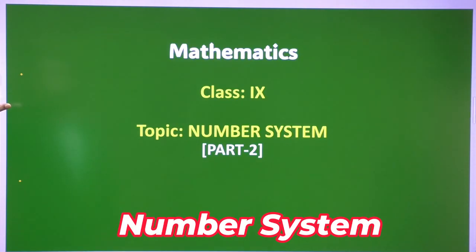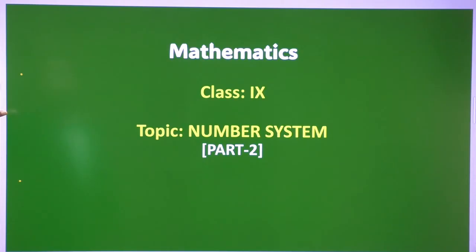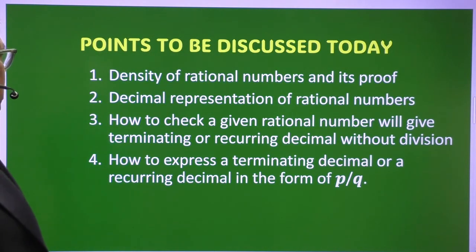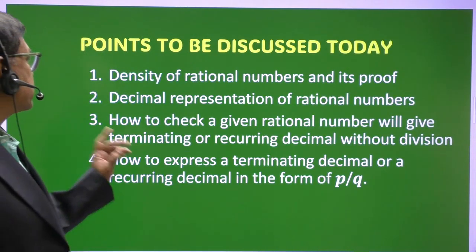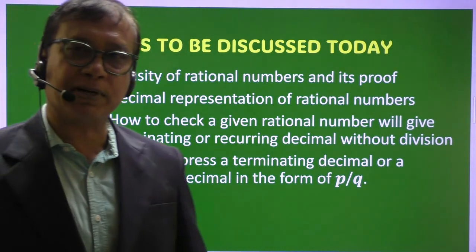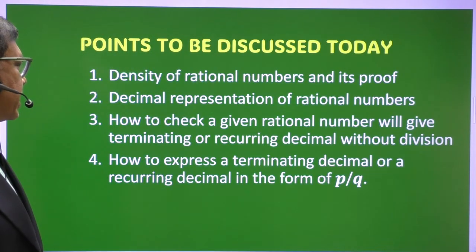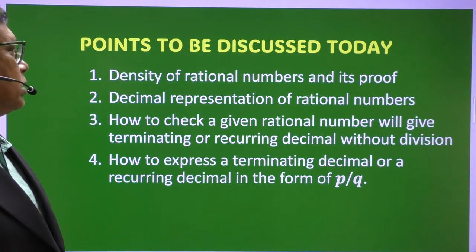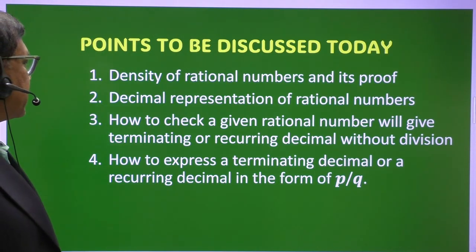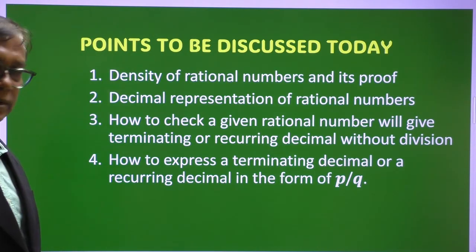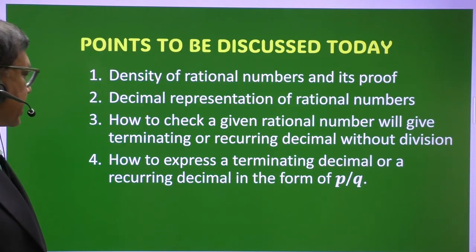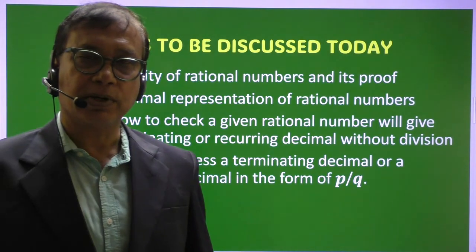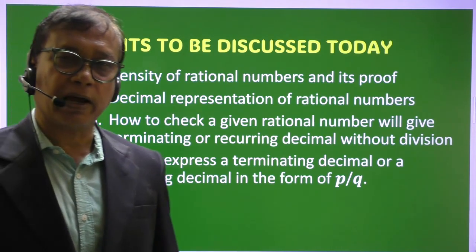So this is my second video on this chapter, number system, and today I'll discuss 4 points. First point is density of rational numbers and its proof. Second point is decimal representation of rational numbers. And third point is how to check a given rational number will give terminating or recurring decimal without division. And fourth point, how to express a terminating decimal or a recurring decimal in the form of P by Q. Yes, so these 4 points today I'll discuss.